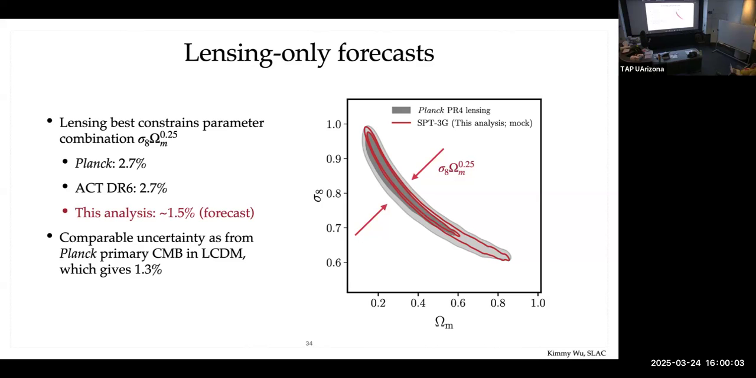From the Planck measurements and the XDR6 lensing measurements, they both constrained it at the 2.7% level. This particular measurement from the 2019-2020 data set, we are talking about an almost factor of 2 improvement in the uncertainty. So this will be competitive to uncertainty from Planck primary CMB, which I'm very excited about given the current state of the discussion on S8 tension.